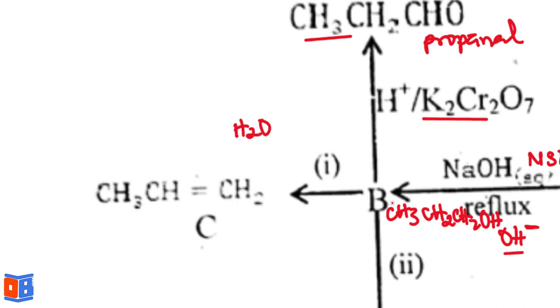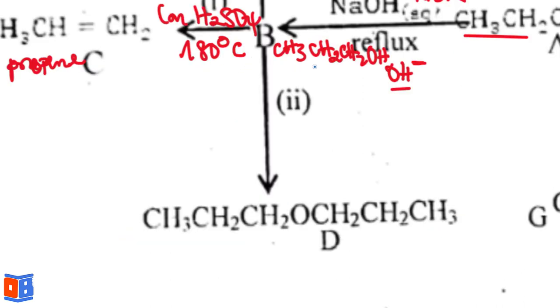So in order to dehydrate an alcohol to an alkene, we need to react it with concentrated sulfuric acid at a higher temperature of 180 degrees Celsius. This is the temperature that will favor complete dehydration of an alcohol to an alkene. So this is propene.